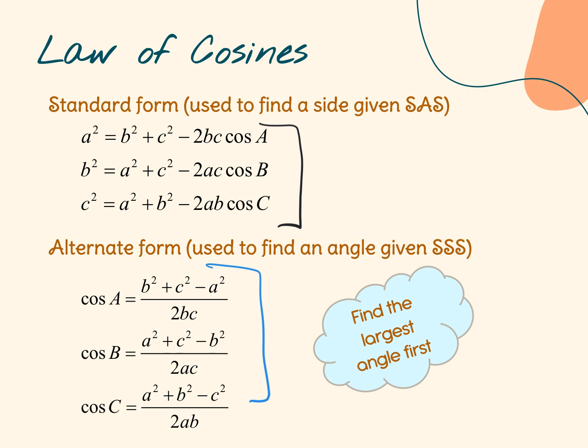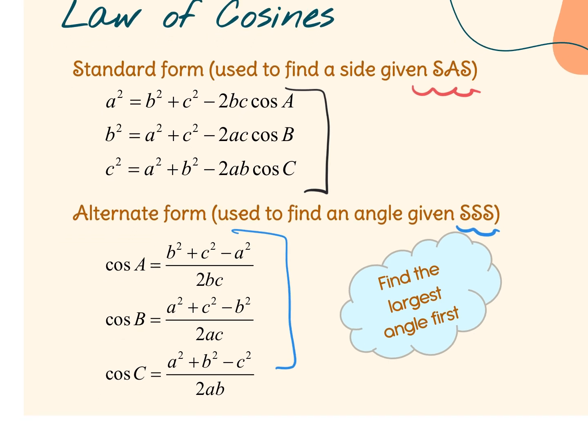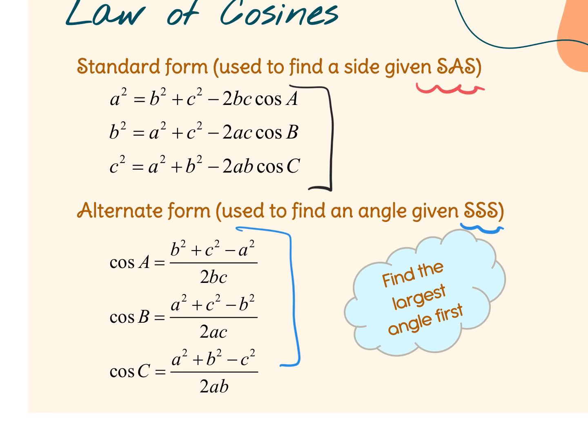The first one's the standard form that's listed there. This is used when you're given the side angle side scenario. The alternate form is when you're given three sides, side, side, side. Really all you have to do is memorize the standard form, and you can solve or rearrange those equations algebraically. But if you want to memorize them, it does make it a lot easier. So let's go through the steps.